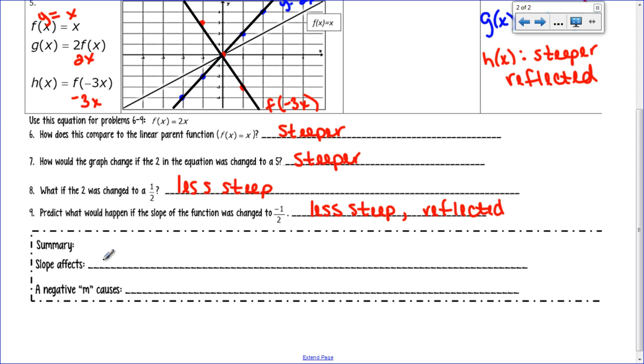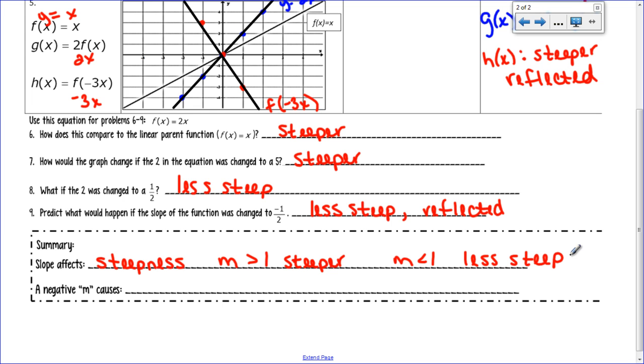Slope affects the steepness of the graph. So as I change the slope of the graph, I change the steepness. So if m is greater than 1, then I get a steeper graph. So as I make my slope bigger than 1, my graph gets steeper. If I make my slope less than 1, then I get a less steep graph. So as I get fractions and decimals, then I get a less steep graph.